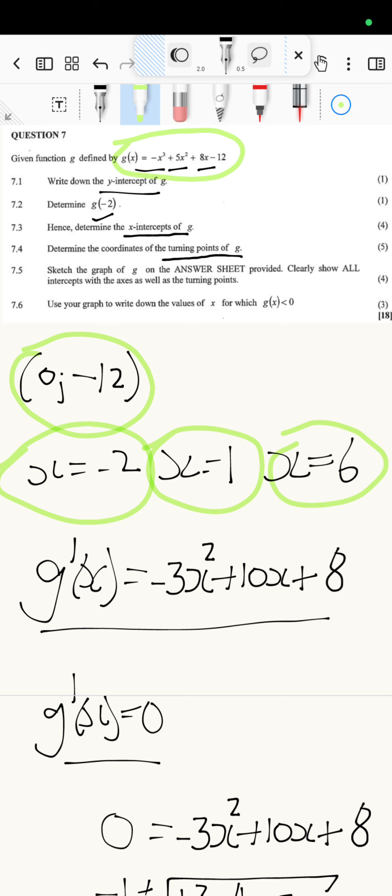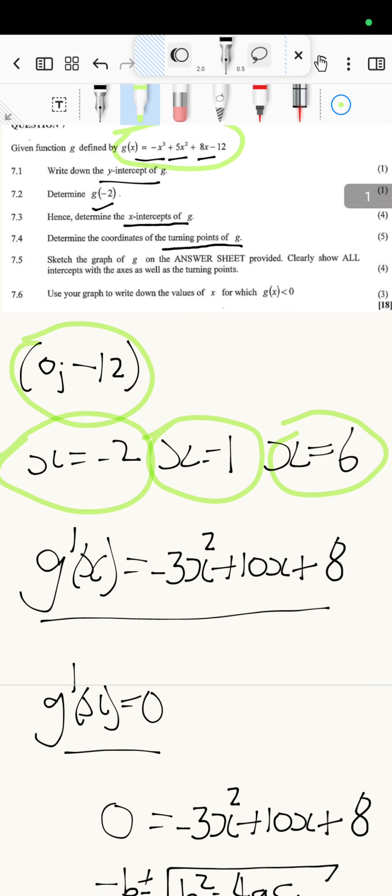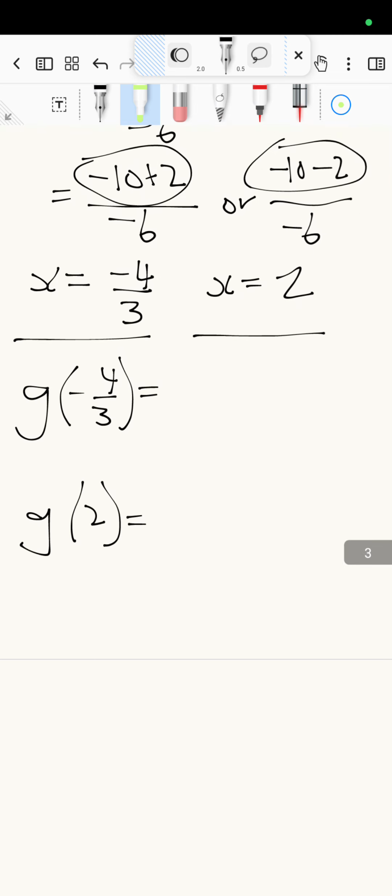So for the first value, I'm just going to put 2 because that's what I can remember right now. Minus 2 cubed plus 5 times 2 squared plus 8 times 2, and subtract 12. All of that gives me 16. So this one over here is 16.